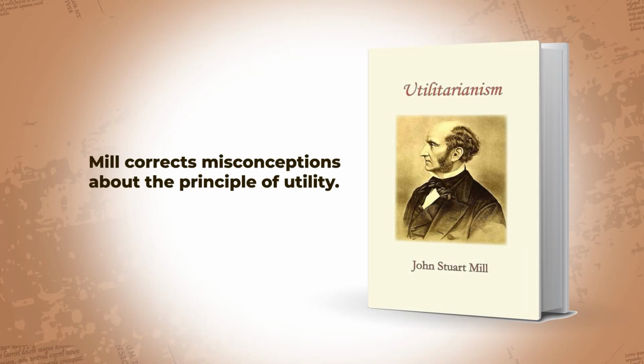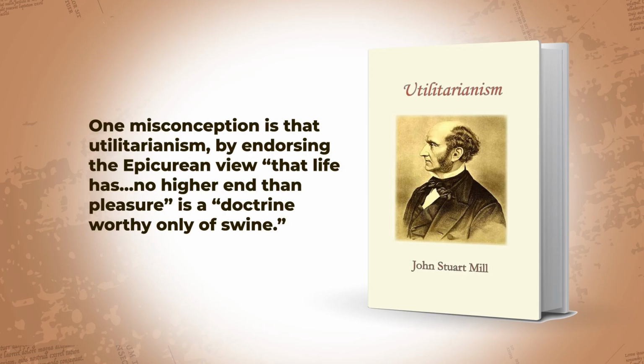What does it mean? It means that the kind of proof that one would find, say, in the sciences, a similar kind of proof is not going to be available when we look at the principles of morality. In the second chapter, Mill corrects certain misconceptions about the principle of utility. One misconception is that utilitarianism has been endorsing the Epicurean view that pleasures are what matters. If that is the case, then it implies that life has no higher end than pleasure, and it is a doctrine worthy only of swine.